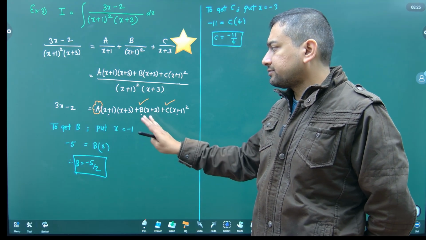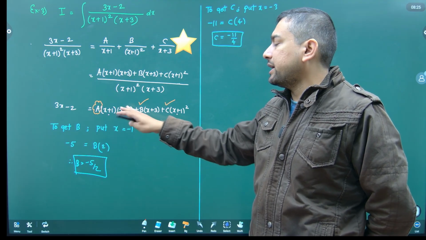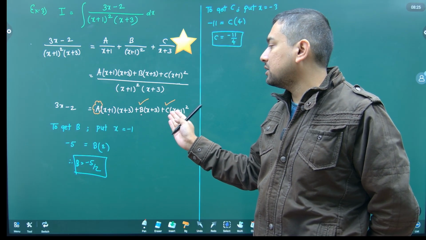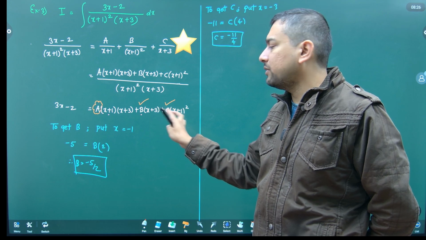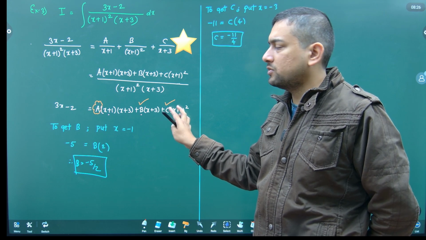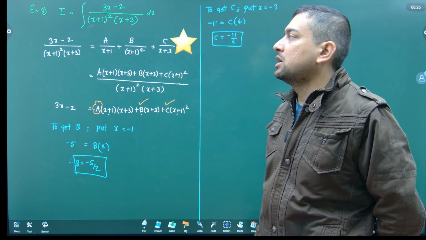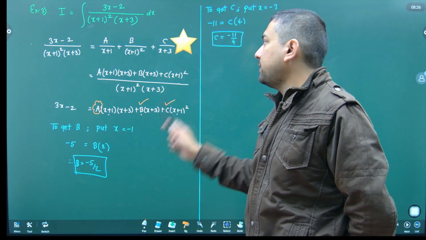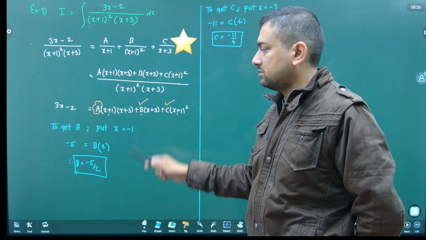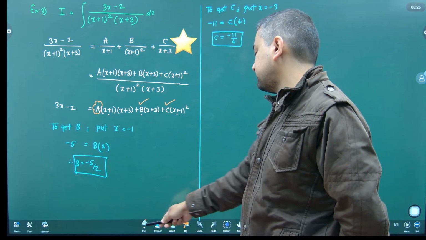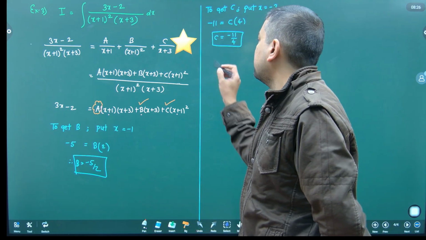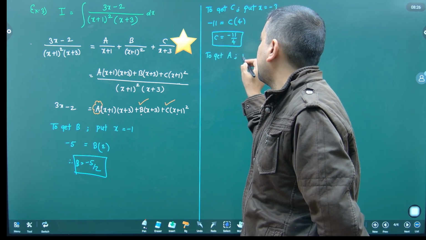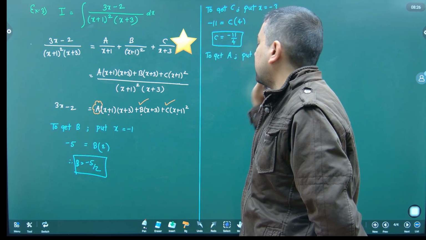See, actually what is our procedure, that if you want to find out A, there should be common between B and C. But there is nothing. See, no factor is common between B and C. No term is common between B and C. So we cannot use our usual procedure. So whenever you get type number 2, you will be able to find two constants. But for the third constant, you have to assume some value of x. So to get A, I will put x is equal to.